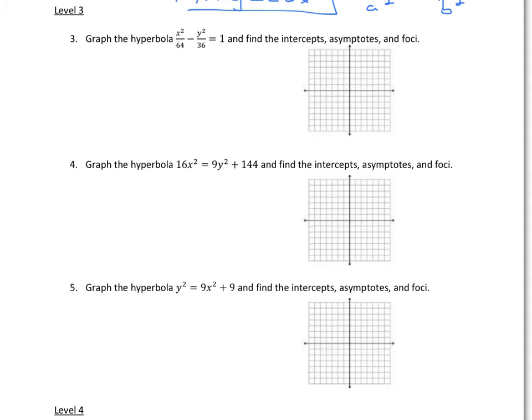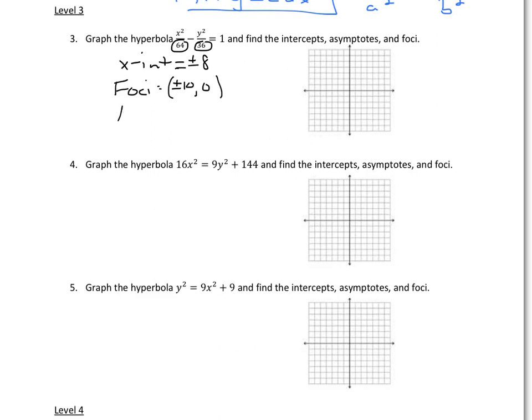X comes first, and we know we've got x-intercepts. The x-intercepts are plus or minus 8. The foci are going to be on the x side of the coordinate, so we know it's comma 0. And remember, a squared is 64, b squared is 36. Add those up, take the square root, you're going to get plus or minus 10. Okay, those are the foci.